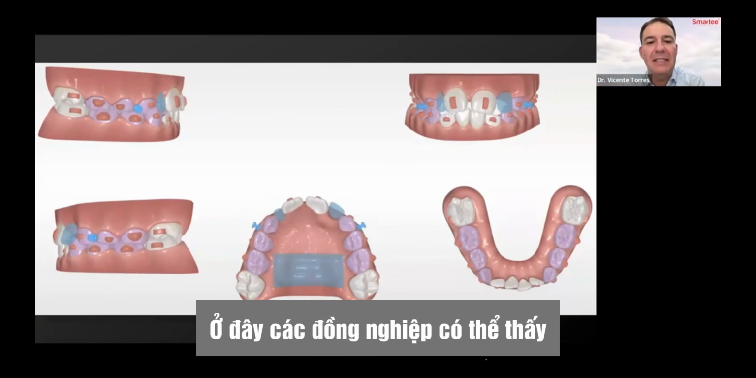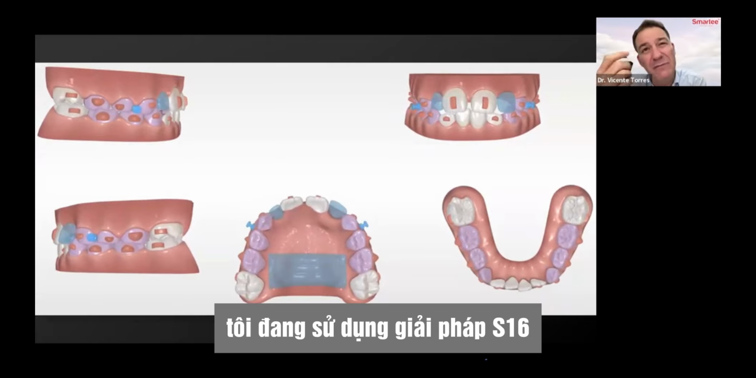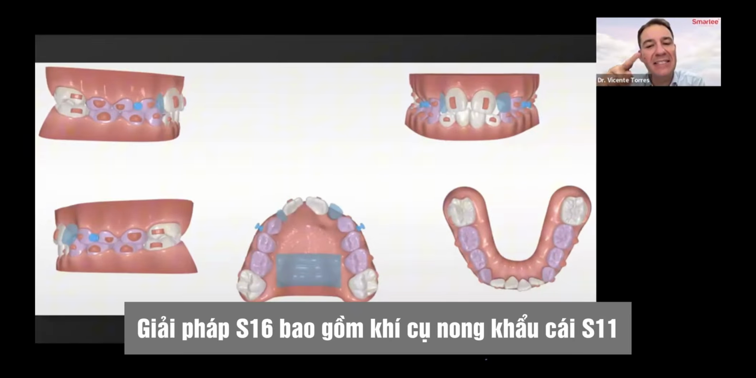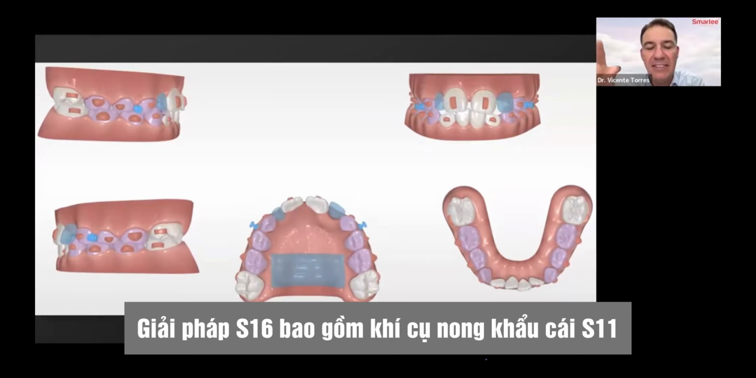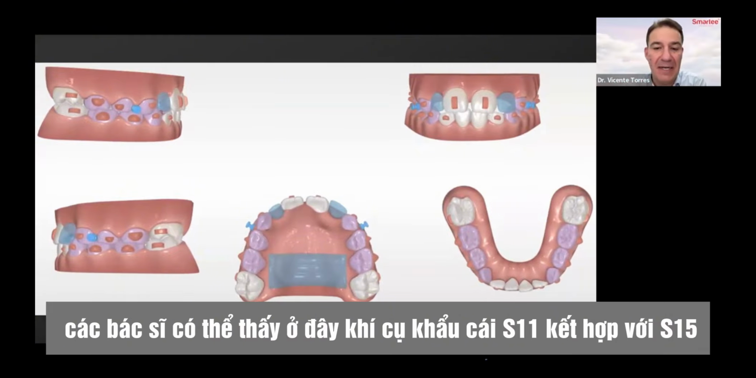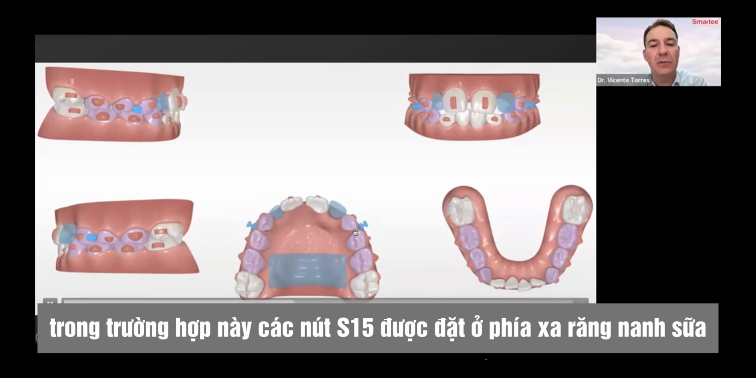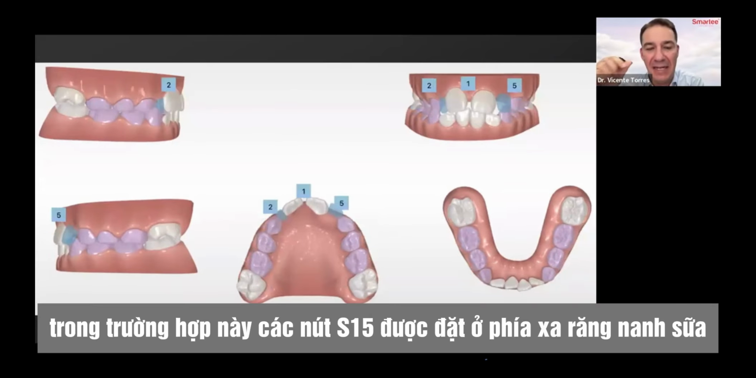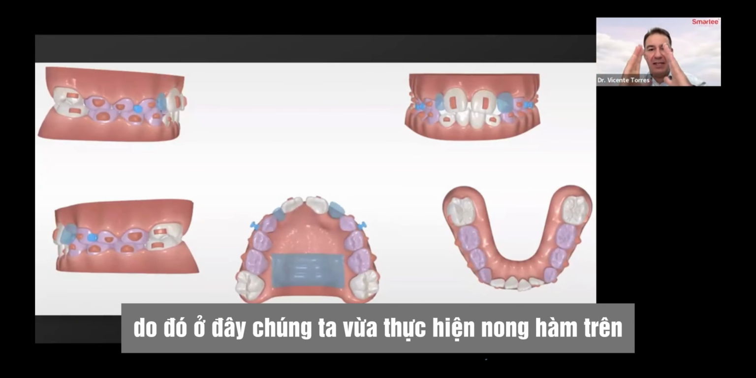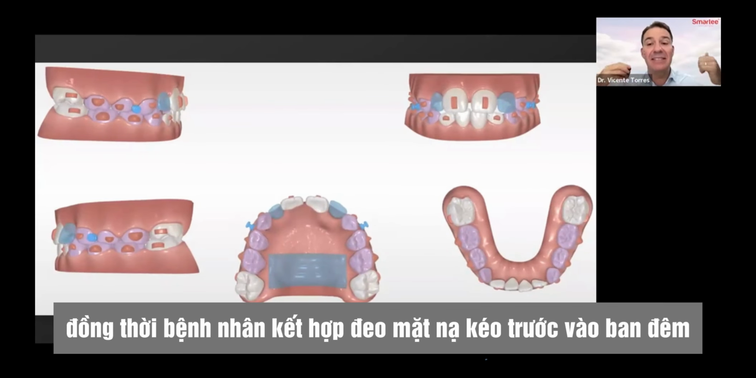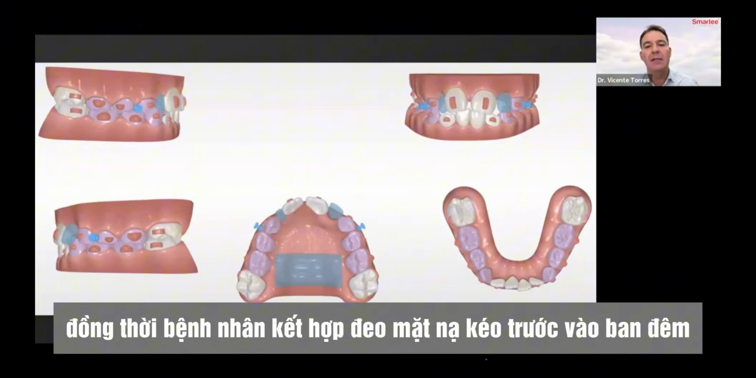So here you can see I'm using two different kinds of devices. In fact, it's one solution with two devices: the X16 solution, which includes the S11, this palatal device. You can see here this palatal device, the S11, with the S15. In that case, the S15, the Smartee button, are located distal to the baby canine. So here we are doing the expansion of the maxilla, and at the same time, the patient is using the facial mask during nighttime.